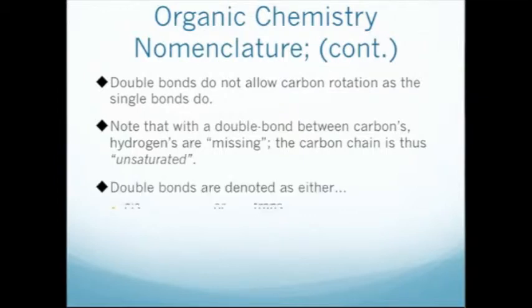Double bonds are denoted either as cis or trans. In cis, you'll see that the CH3 groups are both on the same side of the double bonded carbons, and the hydrogens are on the same side below. But in the trans configuration, one of the CH3s is on the top and the other one is on the bottom. This is essentially an asymmetric bond molecule and can form what we call an isomer.